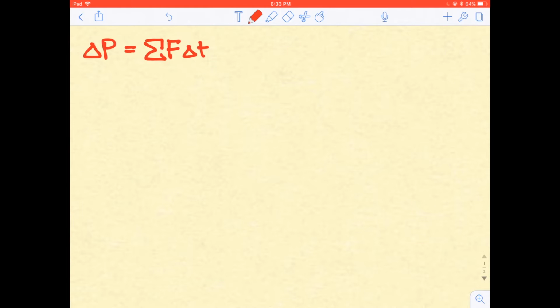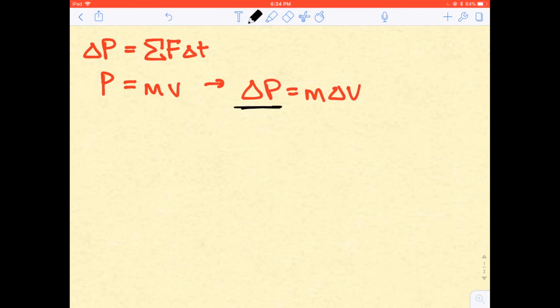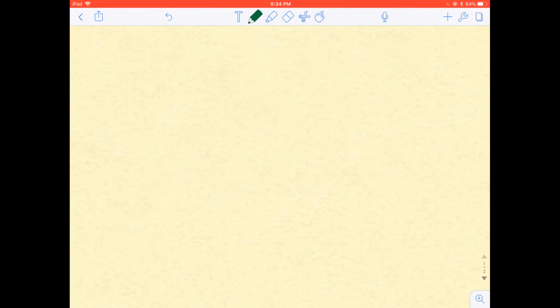Another equation you're going to frequently be using is the momentum of an object is equal to its mass times the velocity it's traveling at. So another way to write this is the change in an object's momentum is equal to its mass times the change in its velocity. So what you see here now, since these variables are the same, you can set this to this.